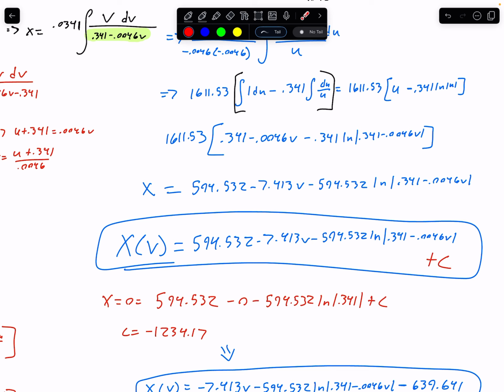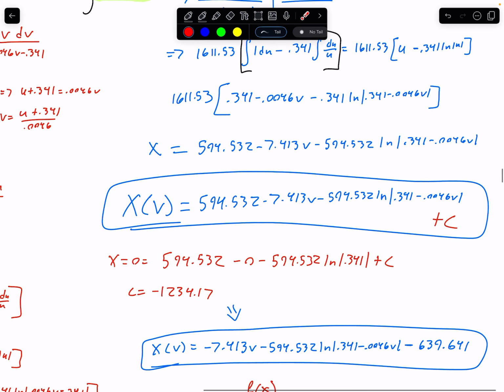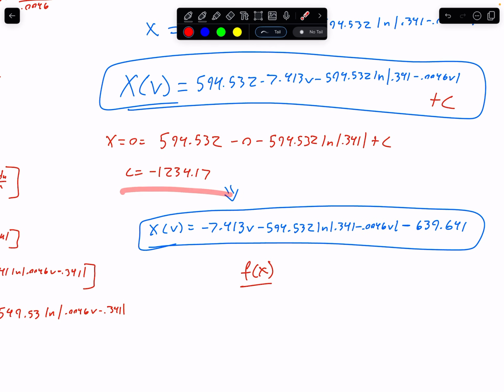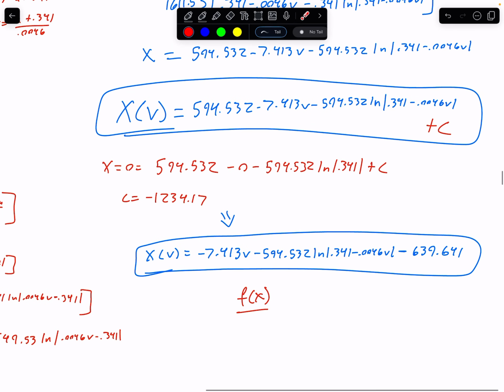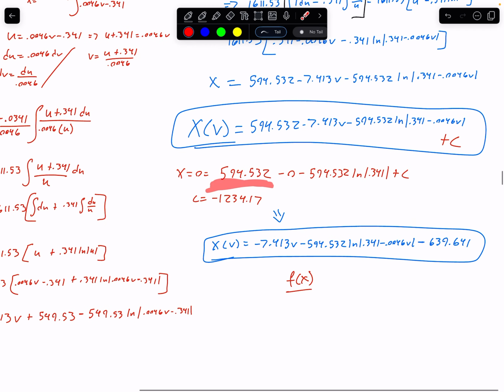It says that x of 0 would be 1,200 meters, so almost a mile long. So we find that c equals negative 1,234.17, but that's also accounting for this value right here. So moving forward, because it's a constant, I would just take this value that didn't have a variable out, because it would be accounted for in the c value anyways.